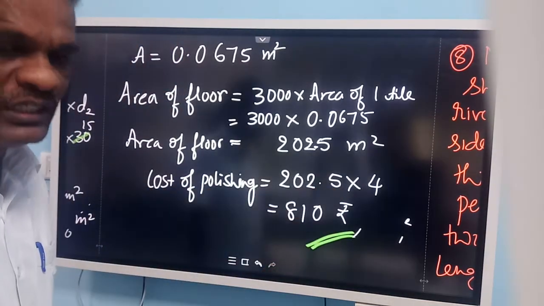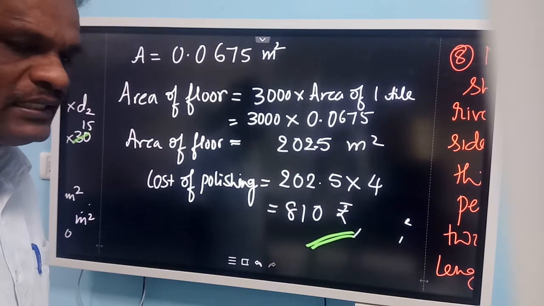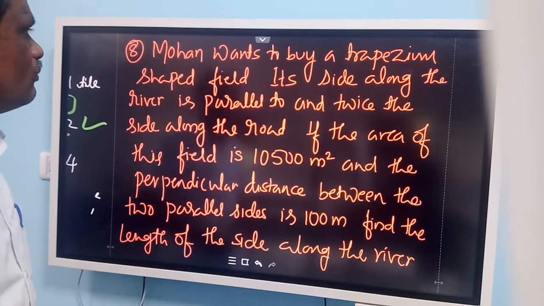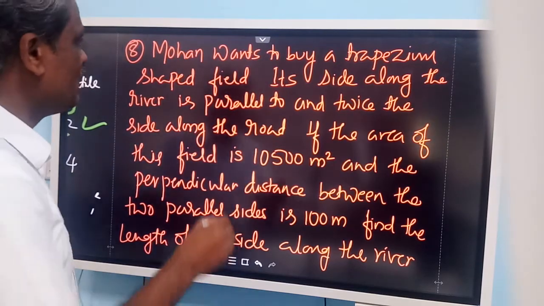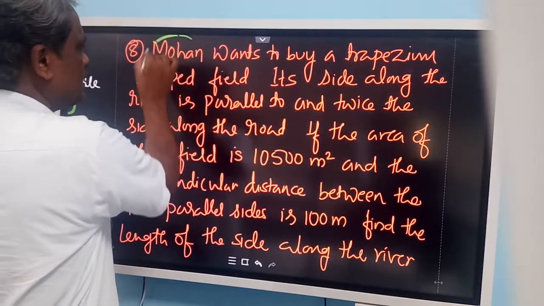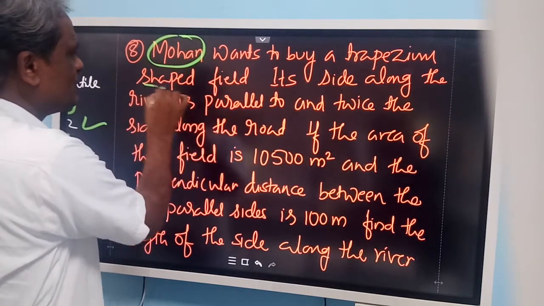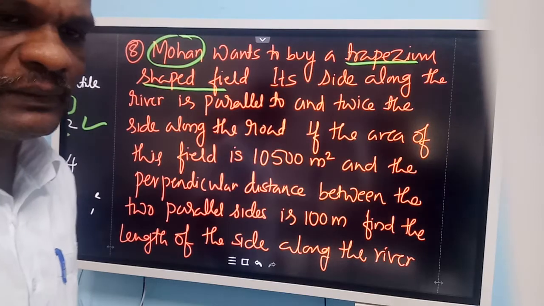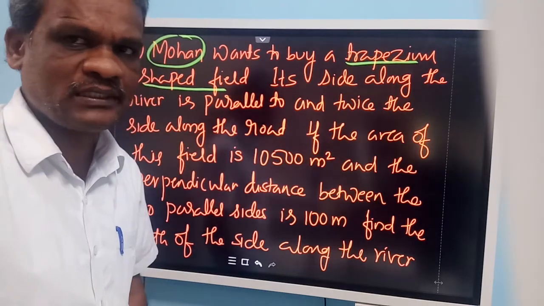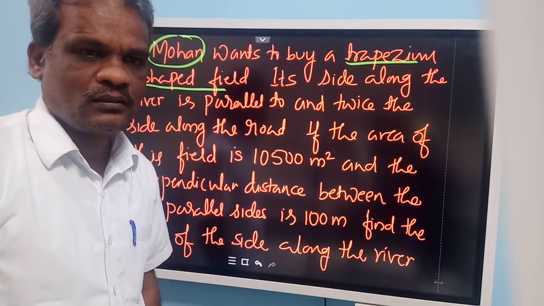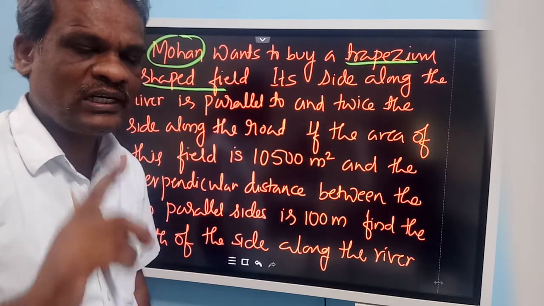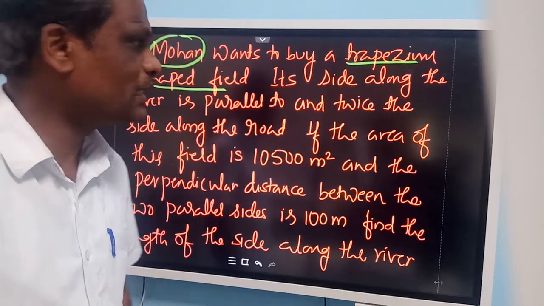The cost of polishing the floor is 810 rupees. Question is like this. Mohan wants to buy a trapezium shaped field. So Mohan wants to purchase one land which is in the shape of trapezium. Trapezium, you know, what are the properties of trapezium? Sir, it has one pair of parallel sides. Only one pair of parallel sides will be there in a trapezium.